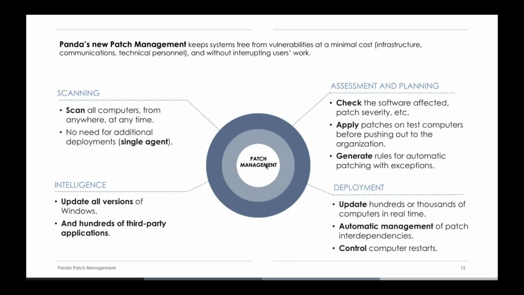With this solution, it's going to allow you to do a little bit of assessment and planning. So you'll be able to see the software that's affected, also the severity of the patch. If you want to, with the granularity that's involved, you could set up routines to apply patches on test computers, see how those behave, and then push out to the rest of the organization. You even have the ability to generate rules for automatic patching. So if you know what your criteria is ahead of time, then it's always going to be the case. We give you the ability to set that up in settings and then go on and live your life.